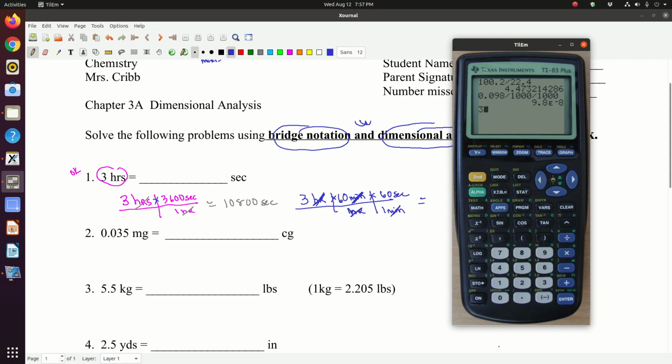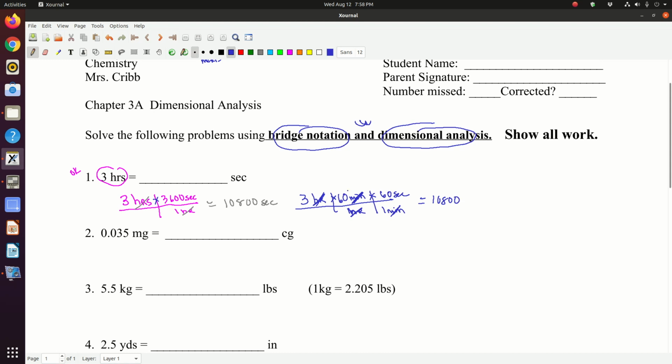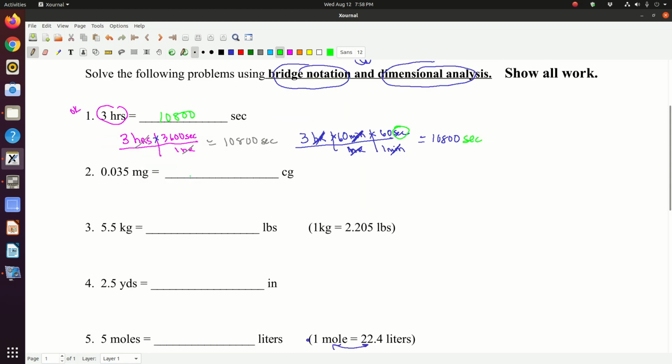We have 3 times 60 times 60, whoops, not 66, 60, 10,800. All right, what about the other way? 3 times 3,600, 10,800. Both of them gave you the same answer, 10,800. And what's the unit? The unit is always what you did not cancel out, seconds. So my answer over here was 10,800 seconds. Hope you got that one. Let's go on to number 2.